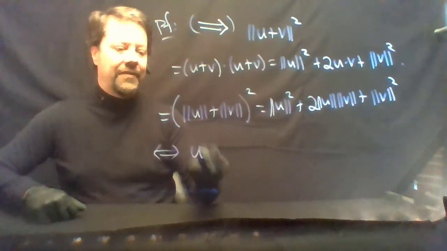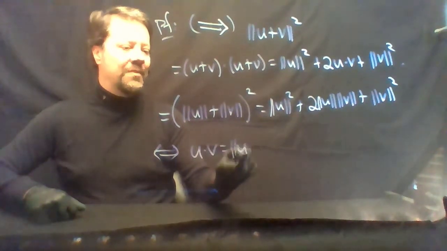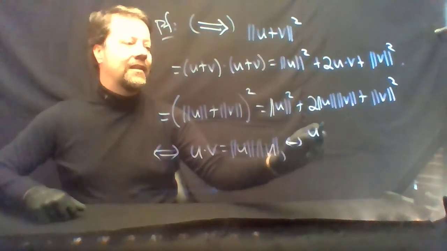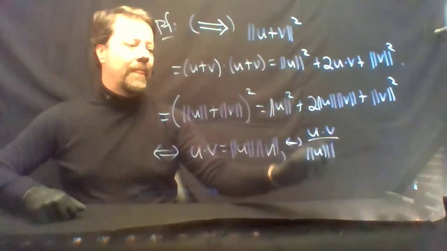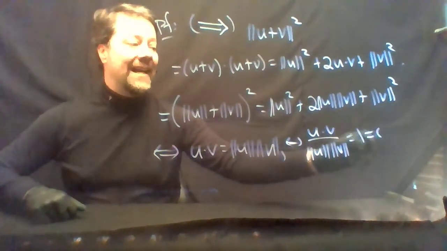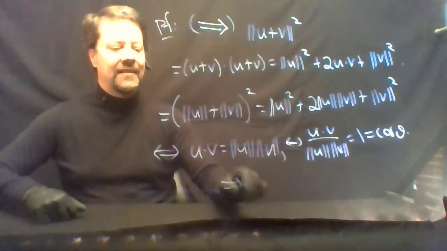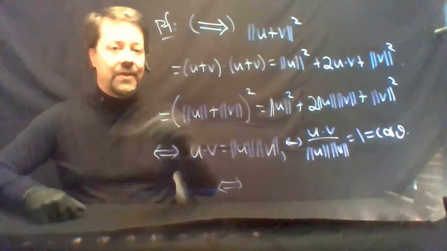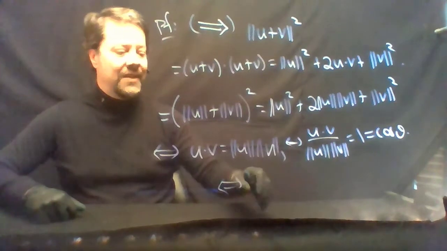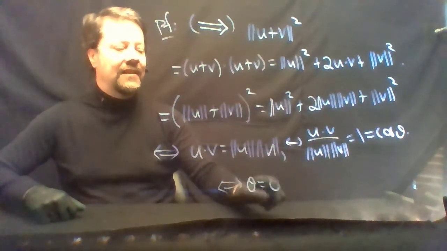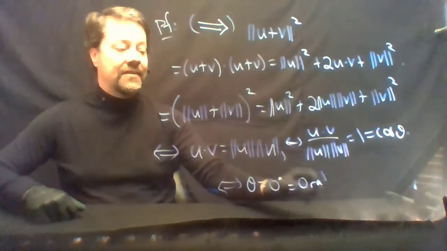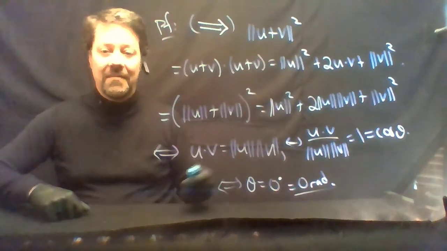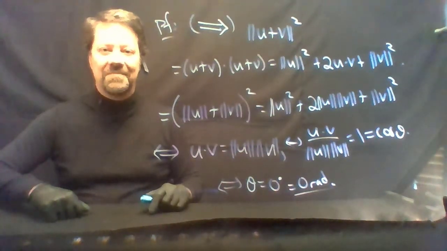That's true if and only if u dot v is the norm of u norm of v, and that implies, if and only if, u dot v over norm u norm v equals 1, but that's the cosine of the angle between them. The angle between two vectors can't be bigger than 180 degrees. It's always between 0 and 180 degrees, so that implies then that theta is 0 degrees or 0 radians. From this we deduce that they are a positive multiple of each other.